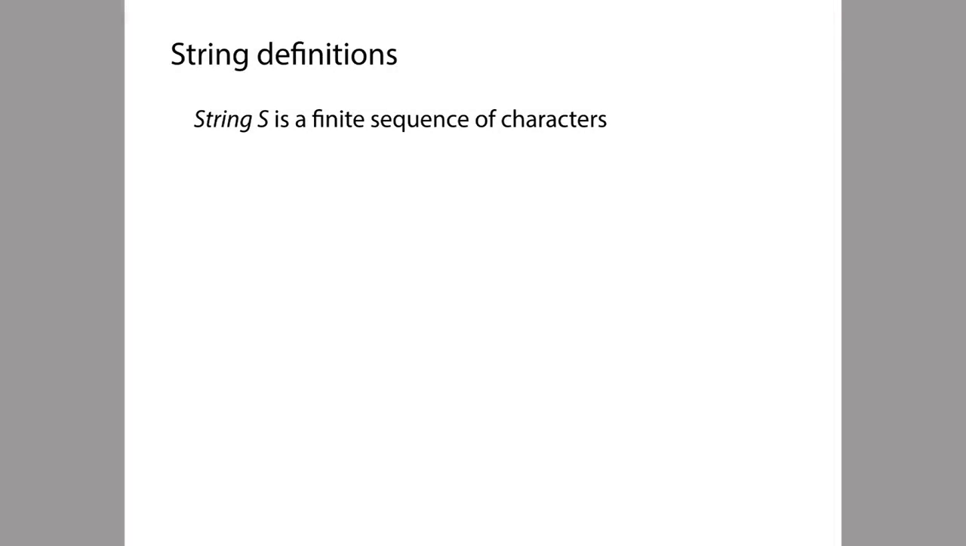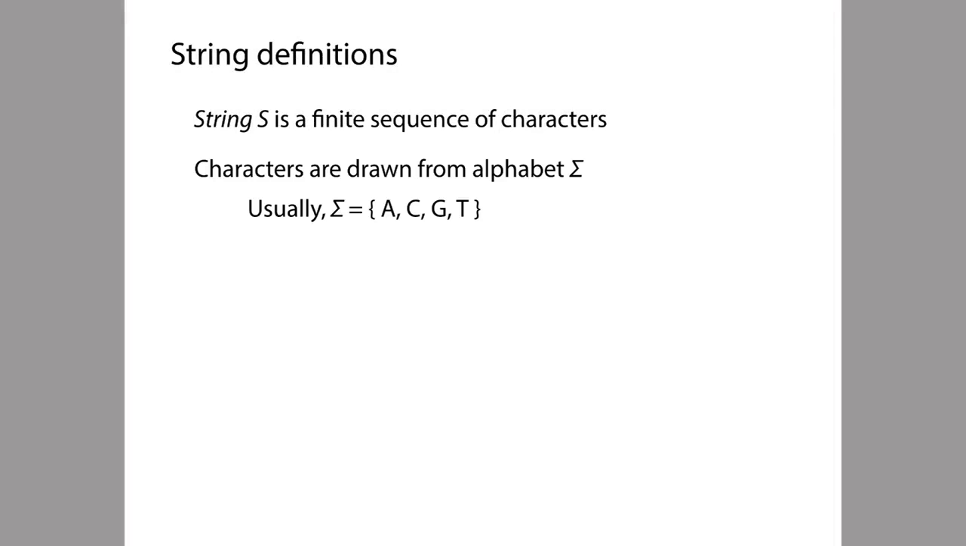So since we'll be working so much with strings and with Python, I want to introduce some string vocabulary and then also some Python syntax for working with strings. So a string S is a finite sequence of characters, and those characters are drawn from an alphabet which we'll call sigma. Since we're usually working with DNA in this class, sigma will often just be the set that contains A, C, G, and T.